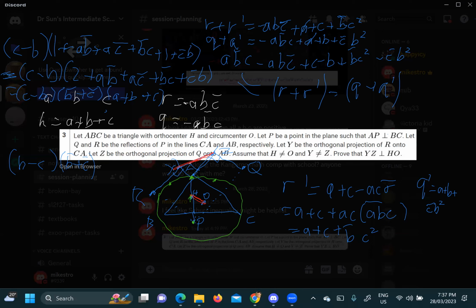C squared is real, right? Wait, are square numbers real? Wait, no, they're not real. C squared is real, right? No, because C squared is just the angle doubled along with the magnitude.